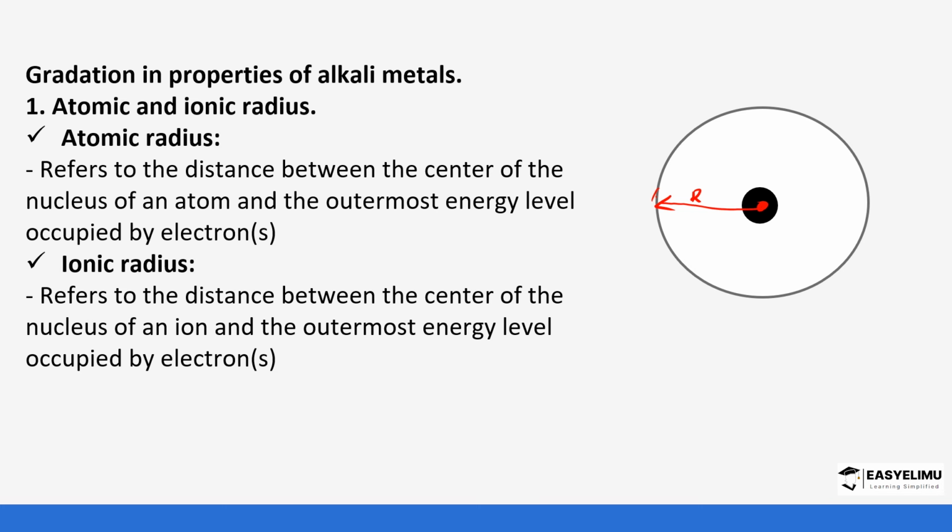And then the ionic radius now will be for the ion. So if we take, for example, the diagram that we have on the side, and we have formed an ion. And remember, we said in the previous classes, whenever we form an ion, we must enclose the ion with brackets. So the distance between the center of the nucleus and the outermost energy level of an ion is what we refer to as the ionic radius. This can be a cation or an anion. So we are going to look at the details of them later on. So that is how we define atomic radius and ionic radius.